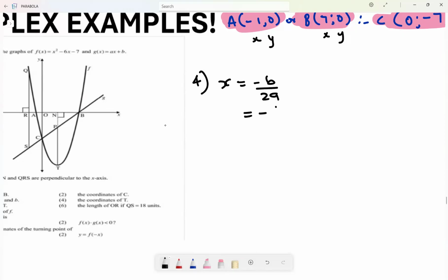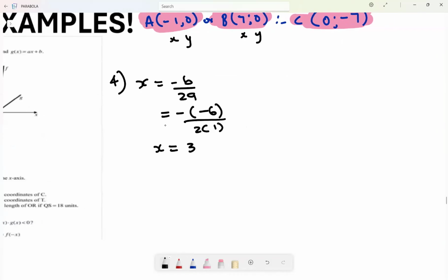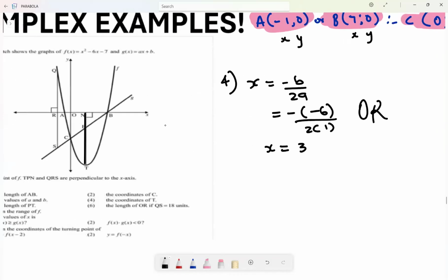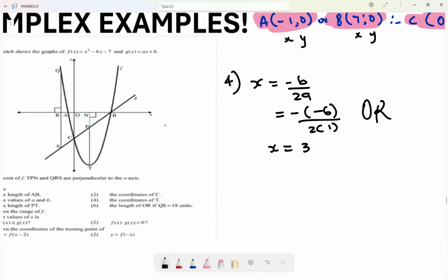Okay, -b. What is b? b is -6, divided by 2 into a, which is 1. And then I get something like 3. And it makes sense that x is 3 because it is somewhere here. Or if you did not want to find x in this way, or you're forgetting, just remember that the x coordinate of the turning point is the same as the axis of symmetry. So it is exactly in the middle.